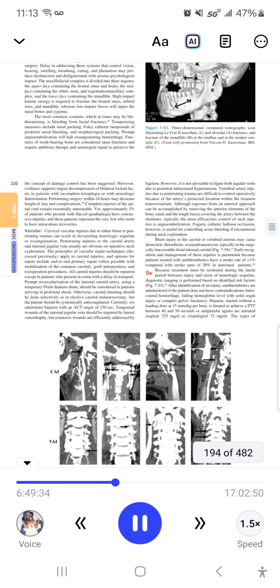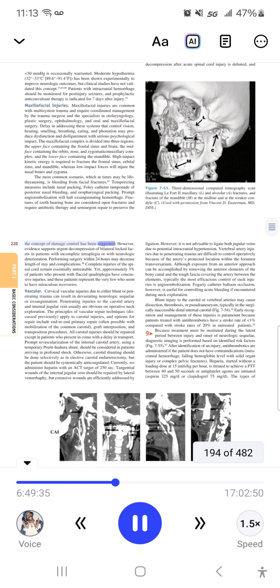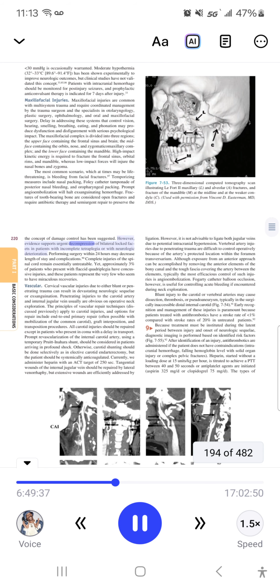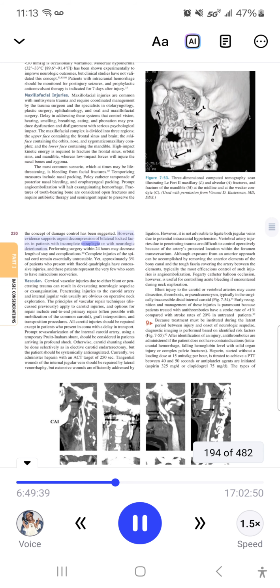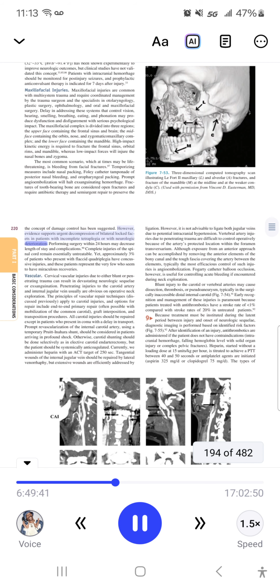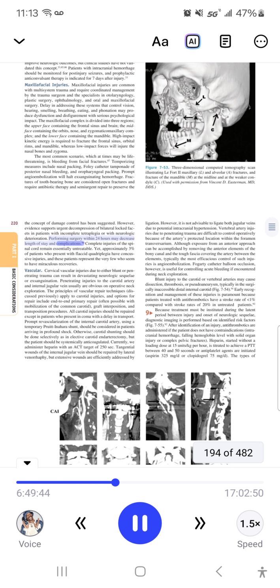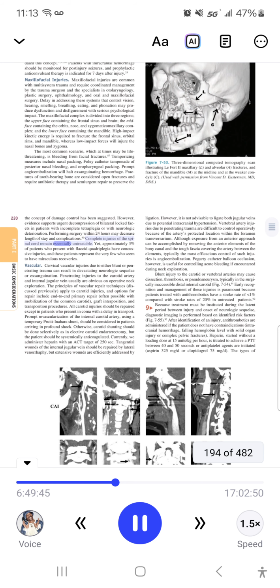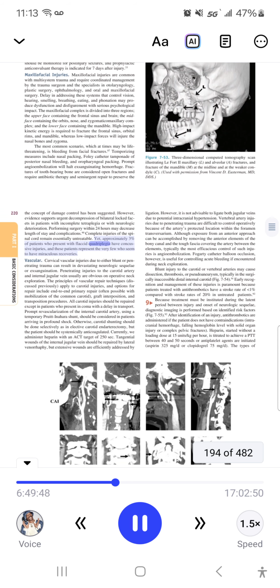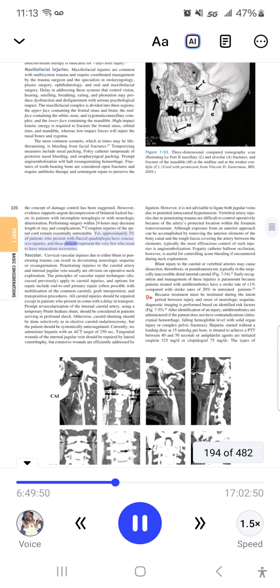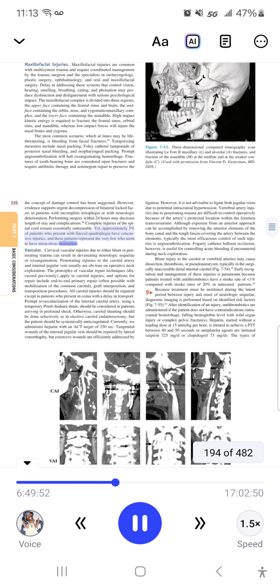The concept of damage control has been suggested. However, evidence supports urgent decompression of bilateral locked facets in patients with incomplete tetraplegia or with neurologic deterioration. Performing surgery within 24 hours may decrease length of stay and complications. Complete injuries of the spinal cord remain essentially untreatable. Yet, approximately 3% of patients who present with flaccid quadriplegia have concussive injuries, and these patients represent the very few who seem to have miraculous recoveries.